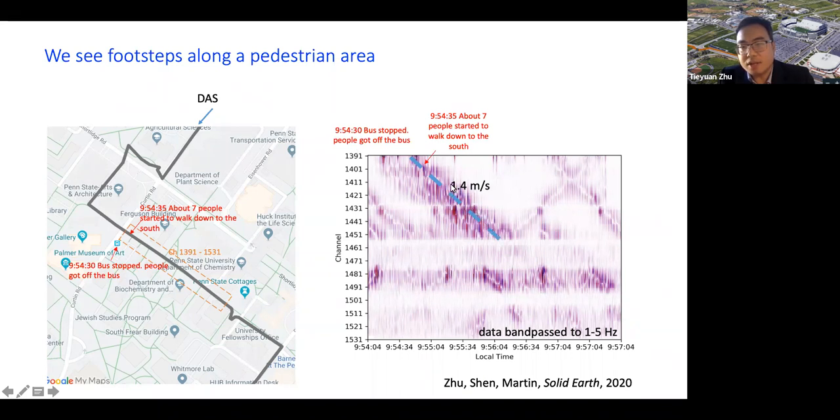The walking speed is about 1.4 meters per second. You can measure it from the slope. A few minutes later, my student Junzhu walked in the same direction, but with a much weaker energy. Meanwhile, another person walked the opposite way. You see, we can use the slope to determine all these human footsteps.